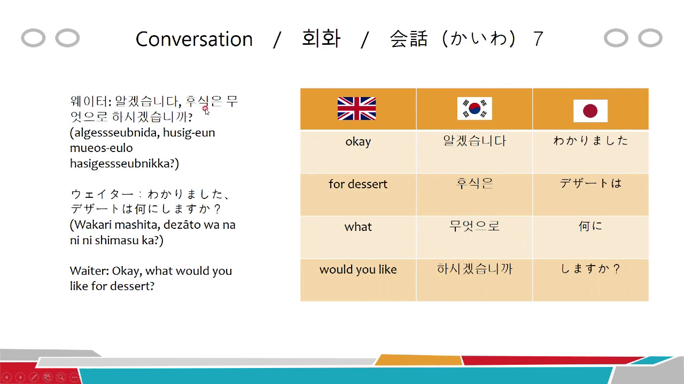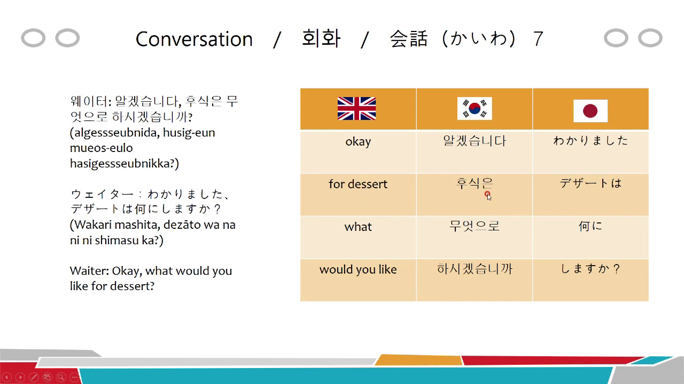알겠습니다. 후식은 무엇으로 하시겠습니까? わかりました. デザートは何にしますか? Okay, what would you like for dessert? Okay, in Korean, 알겠습니다. In Japanese, わかりました. For dessert, in Korean, 후식은, in Japanese, デザートは. 후식 and 데자토 means dessert.